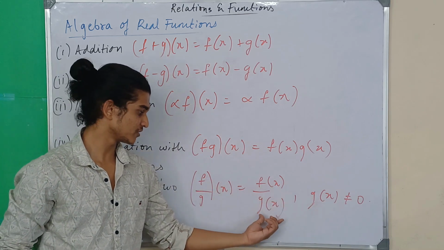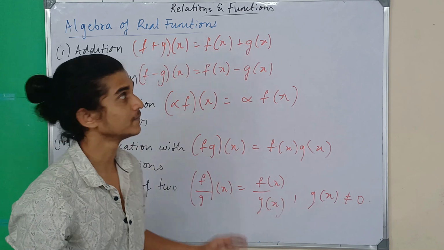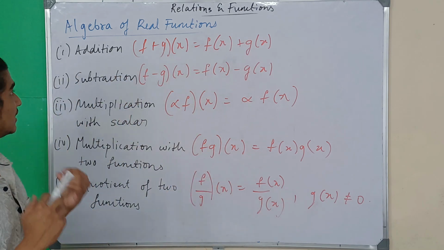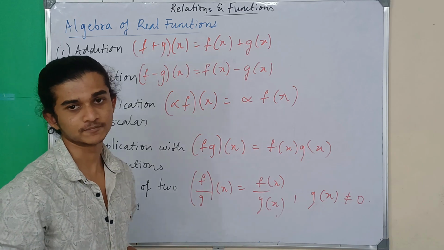So we have to make sure that g of x is not equal to 0, because if it becomes 0, it turns into infinity. So these were the different types of algebra of real functions. Now let us try to solve a few problems on this to have a better understanding.